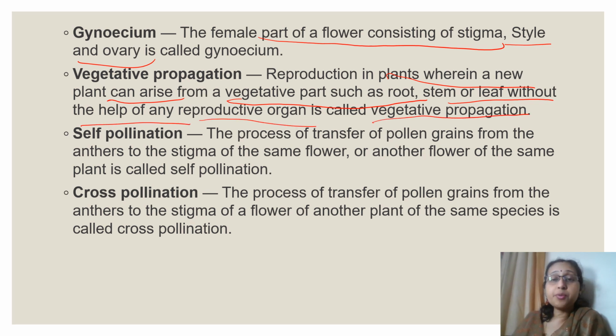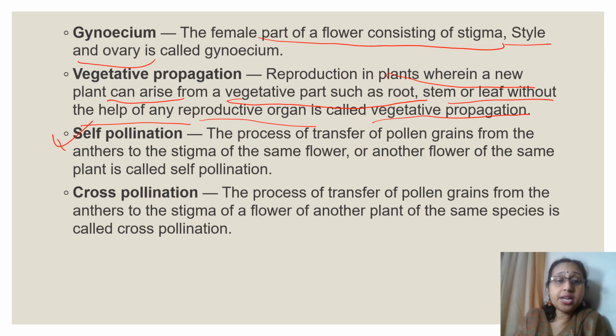So reproduction in plants wherein a new plant can arise from a vegetative part. What are the vegetative parts? It is the root, the stem or the leaf, without the help of any reproductive organ. So that is what is happening. If you plant a leaf, another new plant will grow. If you plant a root, another plant will grow, or a stem, another new plant will grow. So this is called vegetative propagation.